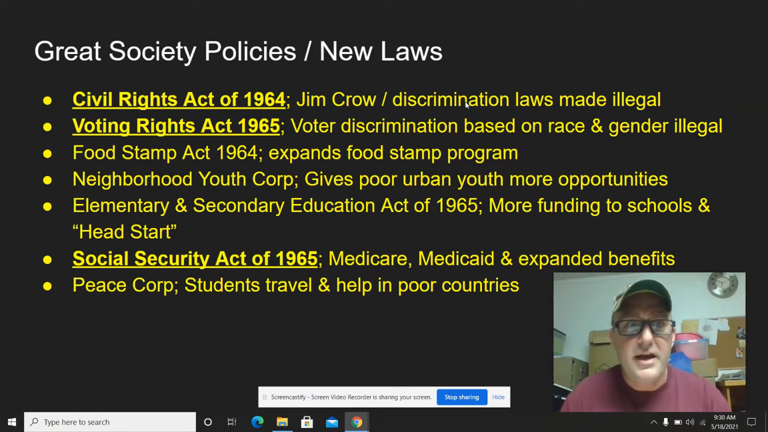Another piece of legislation that is very important, and I also think was a very good piece of legislation that he got through, was the Voting Rights Act of 1965.